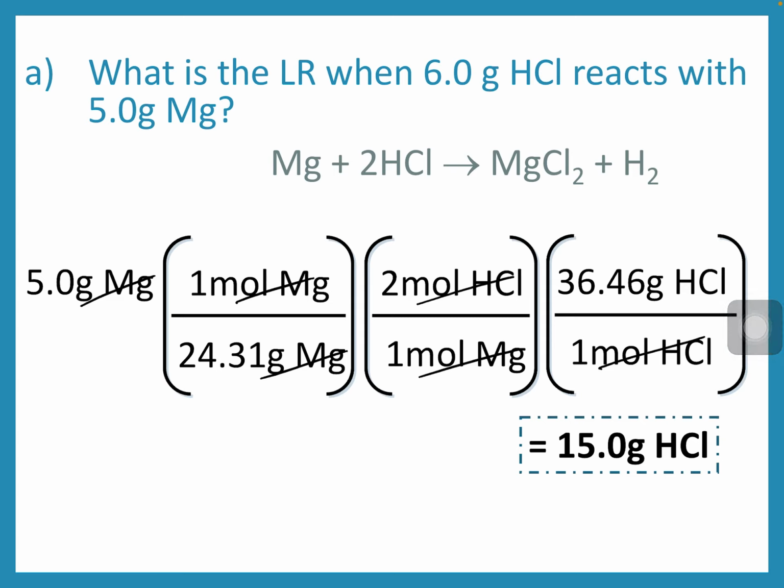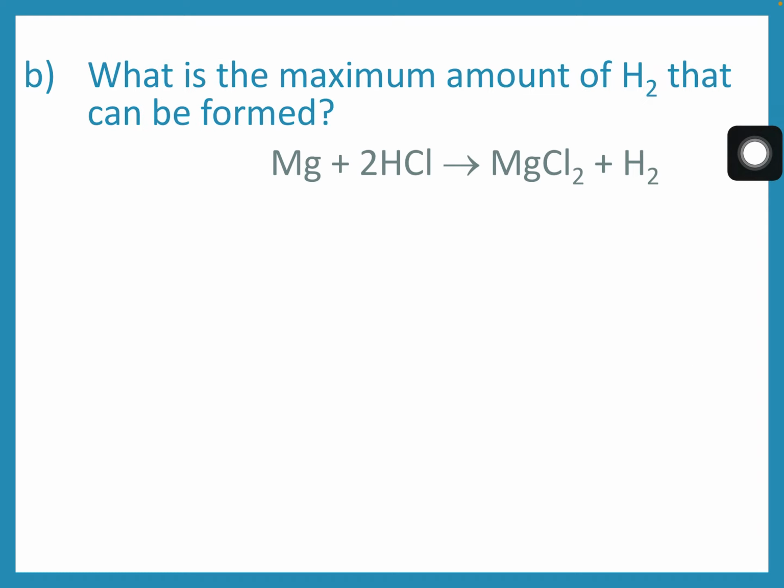acid. Now, I do not have 15 grams of hydrochloric acid, which means all of the magnesium would not get used up. So that means in this question, the starting point that I used, magnesium, is my excess, and hydrochloric acid is my limiting reactant. So when I calculate the amount of hydrogen that's created, I'm going to need to use 6 grams of hydrochloric acid as my starting point.